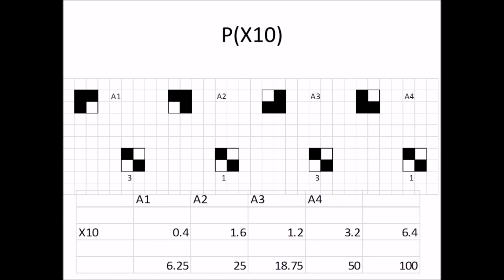Looking at X10, the total probability of getting an X10 is about 6.45%. This is the sum of 0.4% from A1, 1.6% from A2, 1.2% from A3, and 3.2% from A4. This is the probability considering all X and all A. The probabilities for X10, given that we know the A that it comes from, is shown below this.